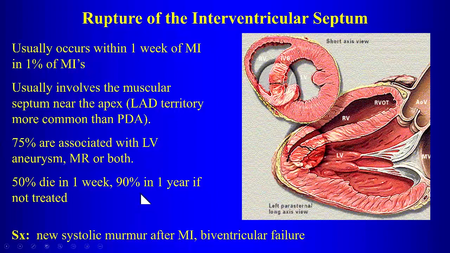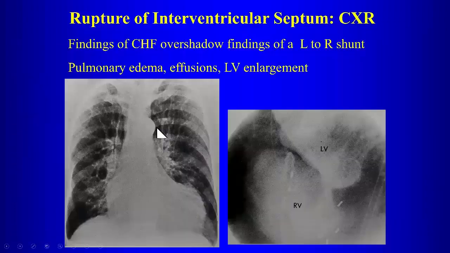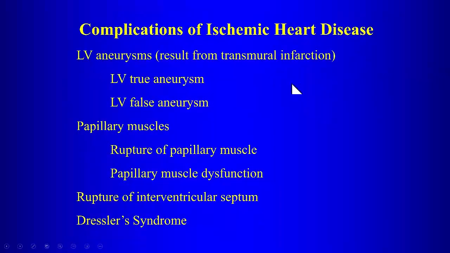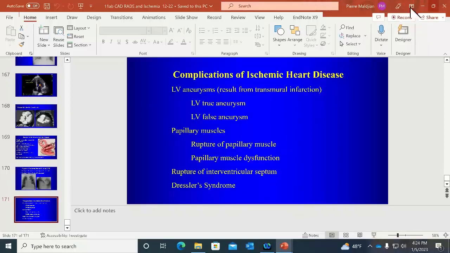So a new systolic murmur after myocardial infarction or onset of biventricular failure after myocardial infarction can be an indication of rupture of the interventricular septum, okay? Usually it's the findings of the CHF that overshadow the findings of the left to right shunt in these cases. So the patients will go into congestive heart failure when this occurs, rupture of the interventricular septum, all right? So that's a discussion of our complications of ischemic heart disease.